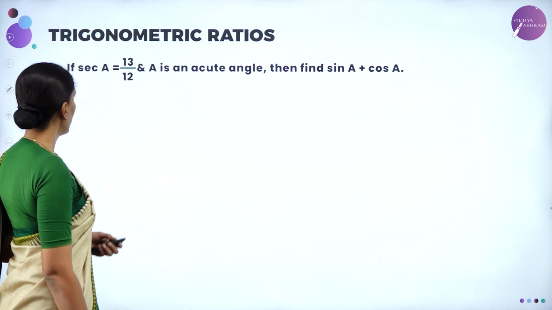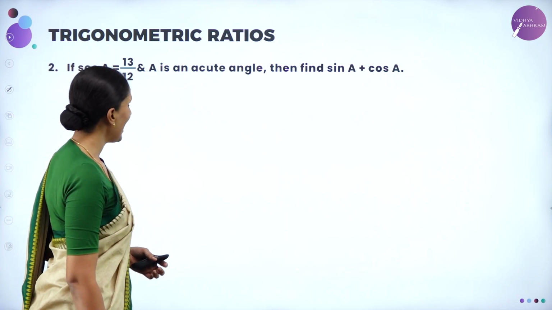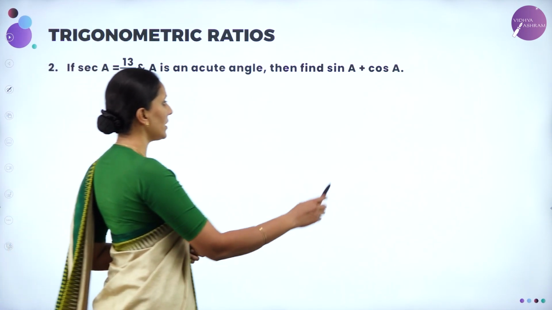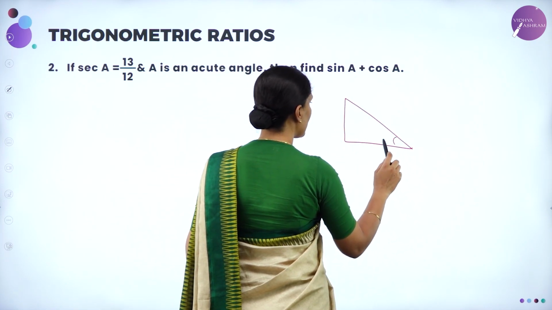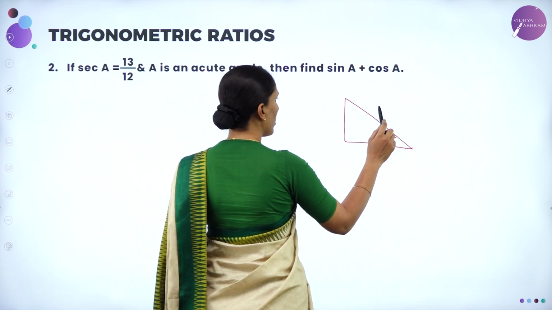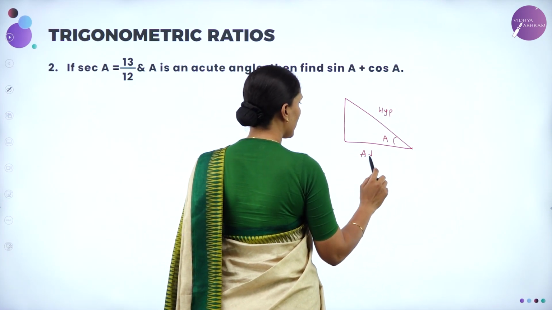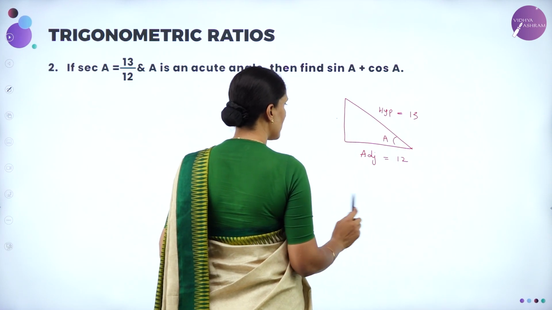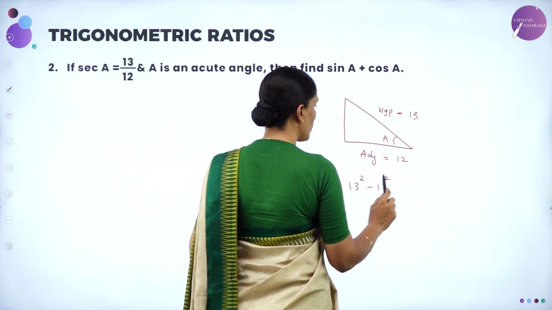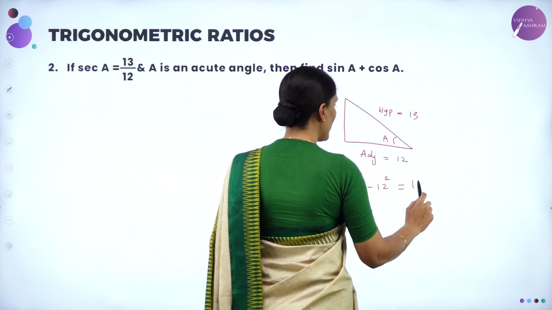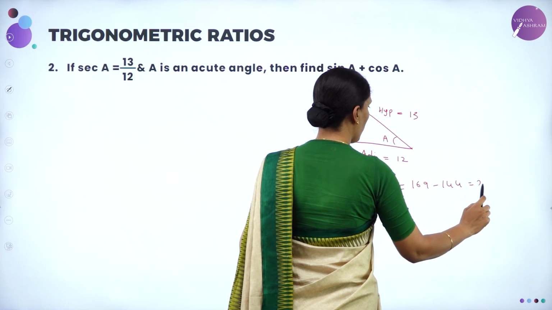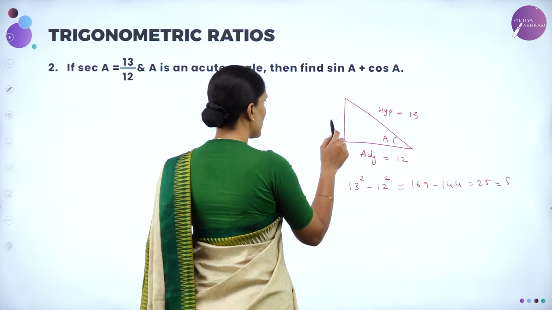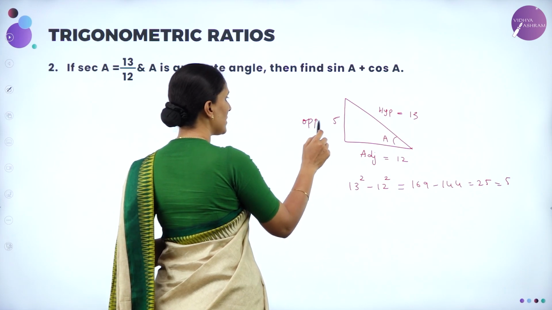Next question. If secant A is equal to 13 by 12 and A is an acute angle, then find sine A plus cos A. Again, they have given secant A. So, secant A means, so let me consider this angle as A. So, secant is hypotenuse divided by adjacent. So, they have given the value of hypotenuse as 13 and adjacent side as 12. So, we need this. Obviously, this is 13 square minus 12 square using Pythagoras theorem. So, which is 169 minus 144, which is equal to 25. So, therefore, square root of 25 will be equal to 5. So, this will be equal to 5, which is our opposite side.